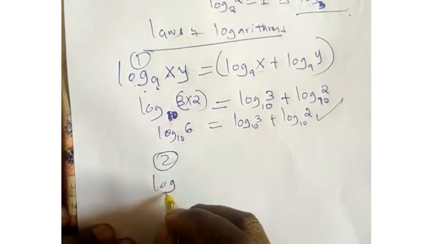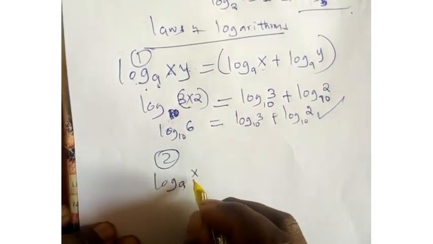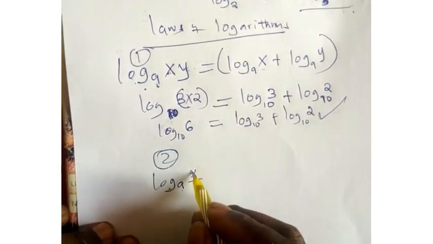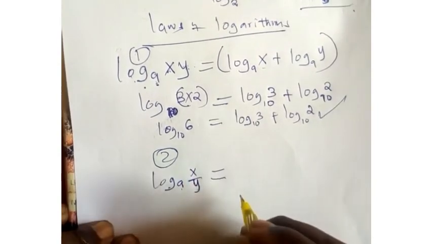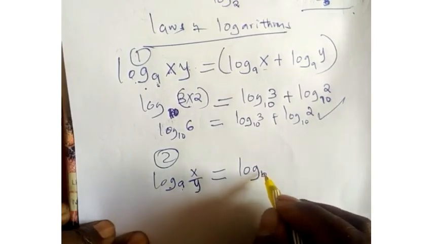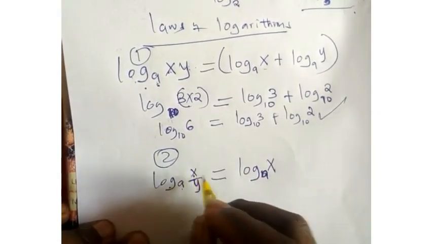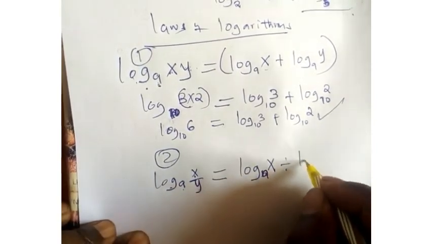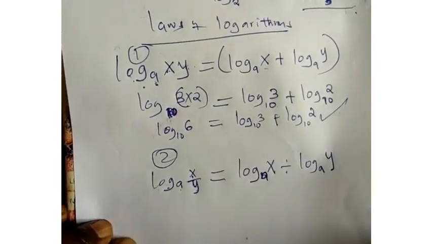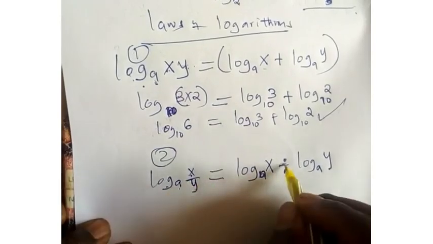Rule number 2: the log of base a, x divided by y. This is a fraction, so we have a log and then x divided by y. This is simply the same as the log base a of x, the numerator, minus log base a of y. Sorry, not divided by, but minus. This is a division, so we subtract.